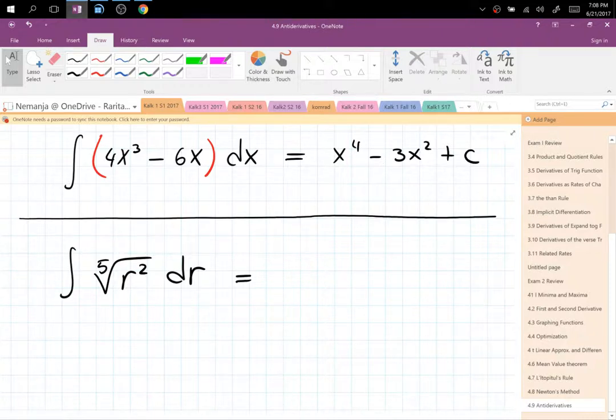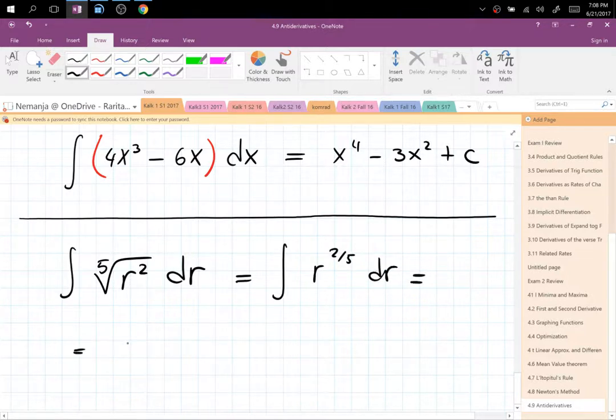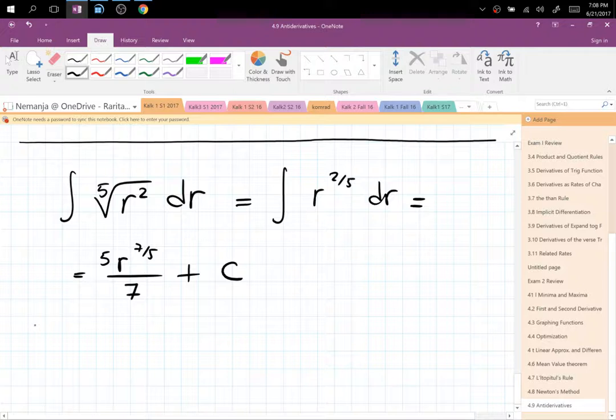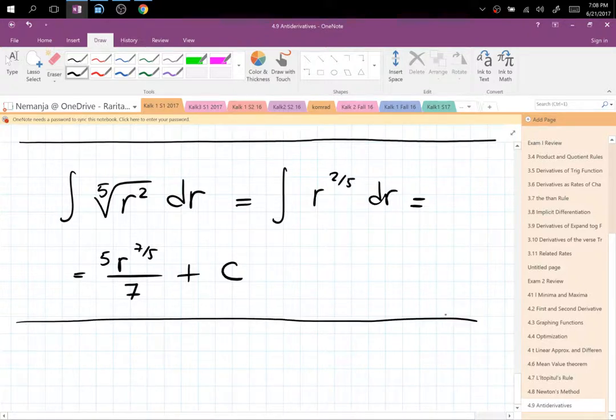What should I write first? Make it a fraction. So what should I write? R to the 2/5. So now what is that equal to? Nice. Now where would we be without trig, right? Lost the calculator. Exactly.